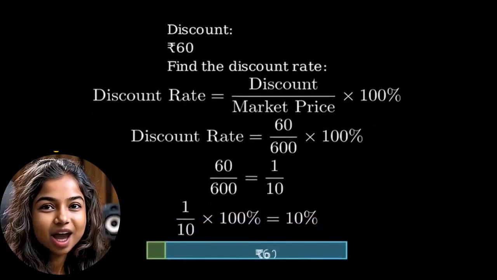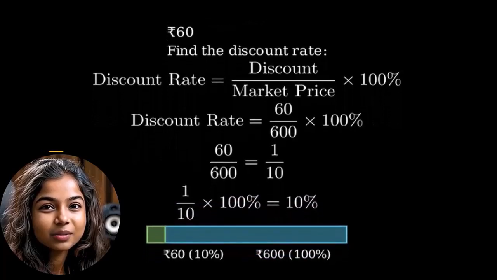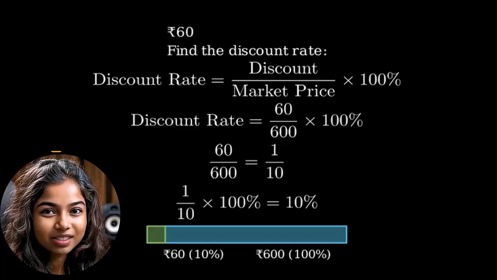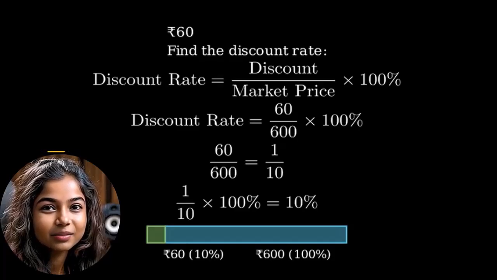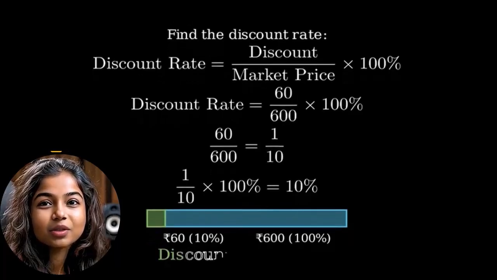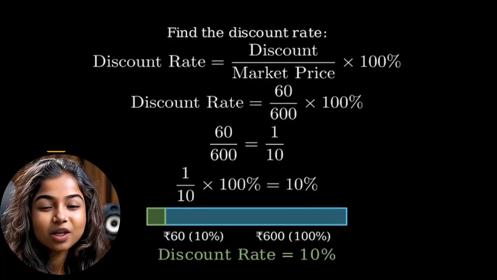Let's visualize this. The entire bar represents the 600 Indian rupees market price, 100%. The green section shows the 60 Indian rupees discount, which is 10% of the market price. So, the discount rate is 10%. This is correct because 60 Indian rupees is 10% of 600 Indian rupees.